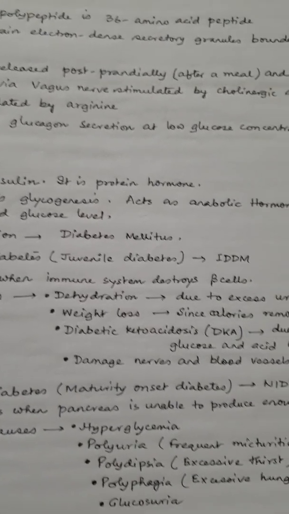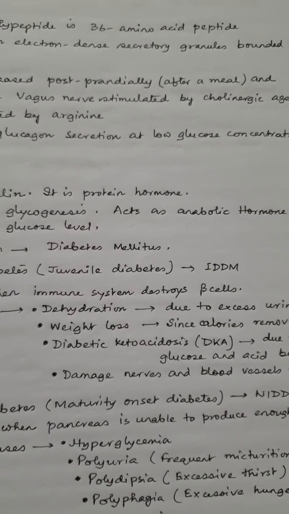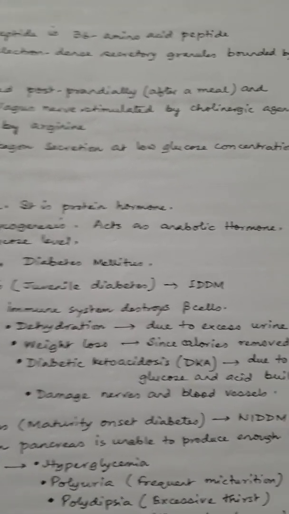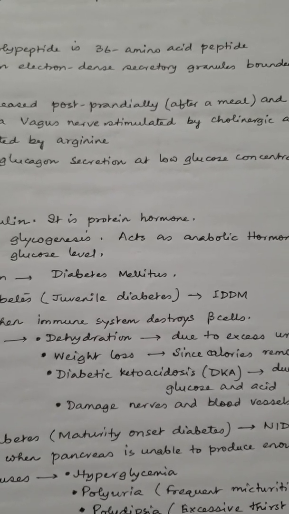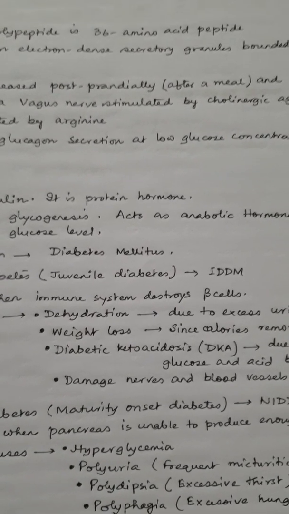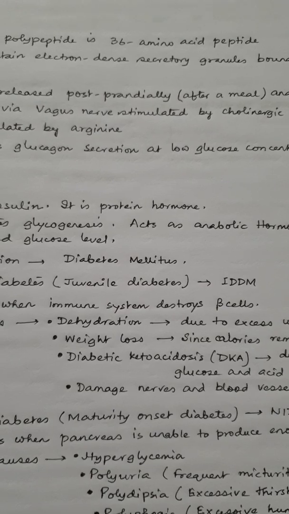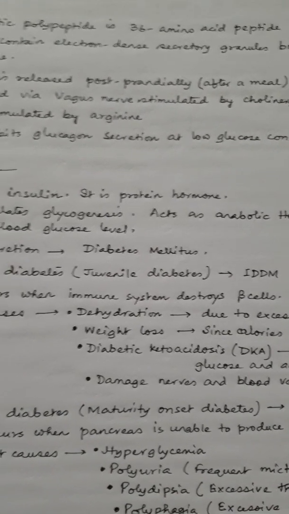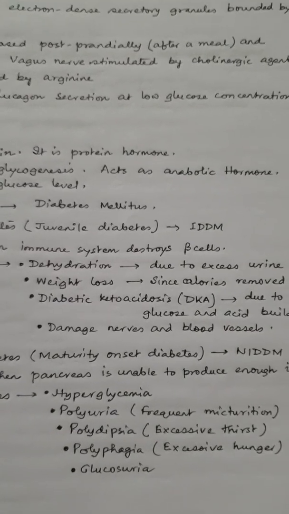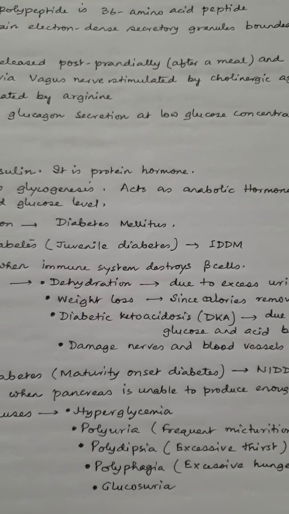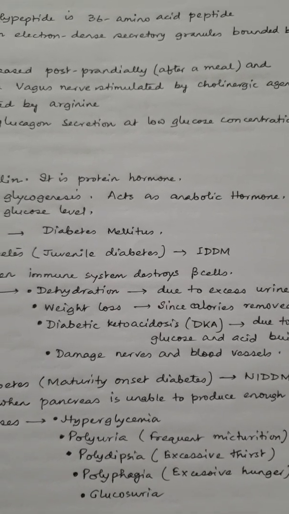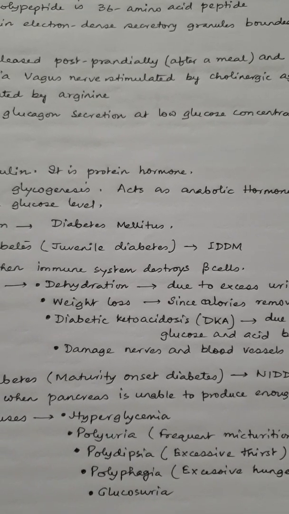Type 2 diabetes, also known as NIDDM, is caused when pancreas is unable to produce enough insulin. So it is non-insulin dependent diabetes mellitus. It causes hyperglycemia, polyuria, polydipsia, polyphagia, and glucosuria.